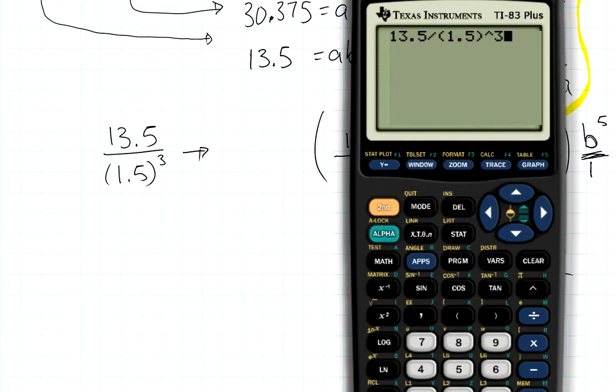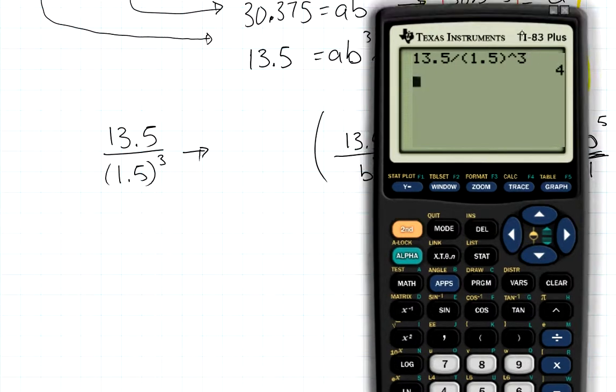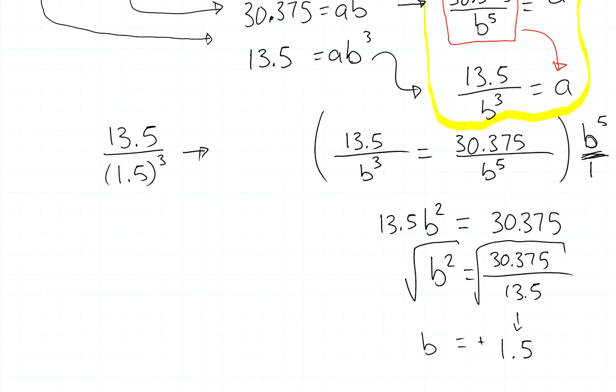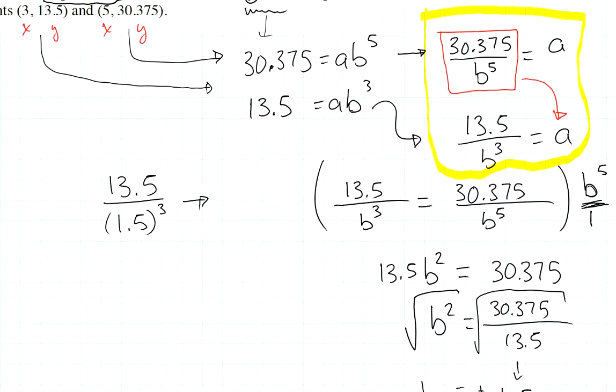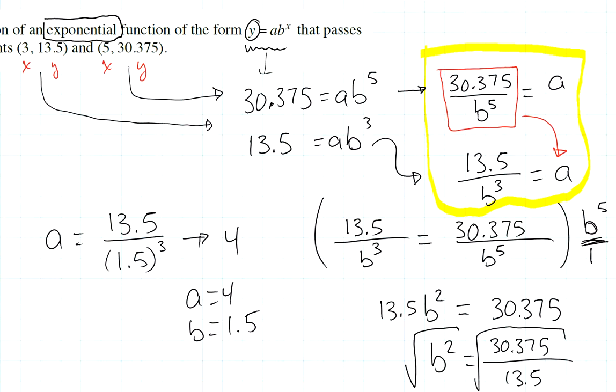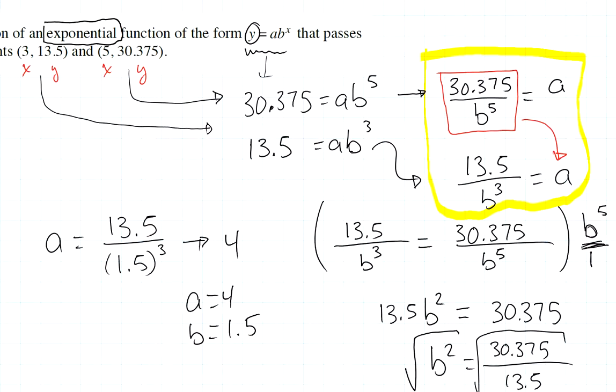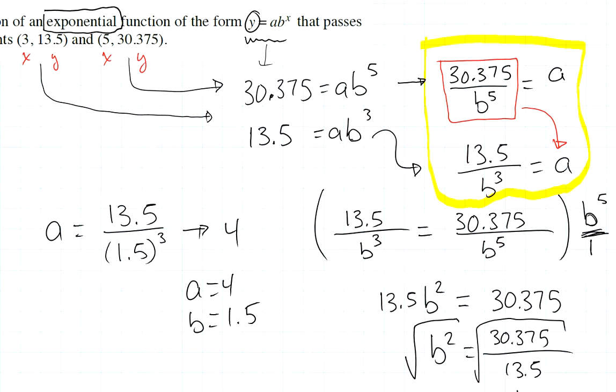So when I do that, I get that the expression for a is equal to 4. And I would have found that out with either one of those top expressions. They both would have given me that a is 4. So I now know that a is 4, and I know that b is 1.5. So if I'm taking a look at this, I'm ready to write my equation. My equation is going to look like the form at the top.